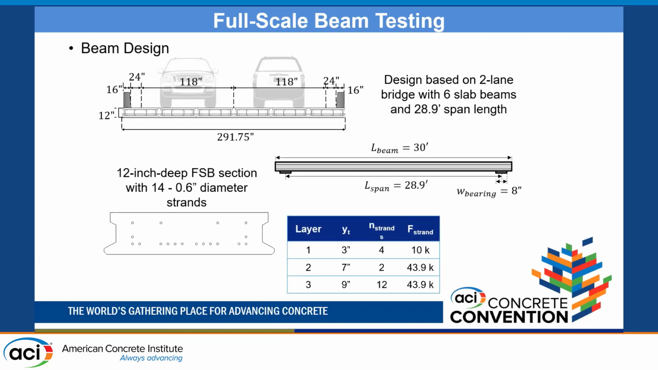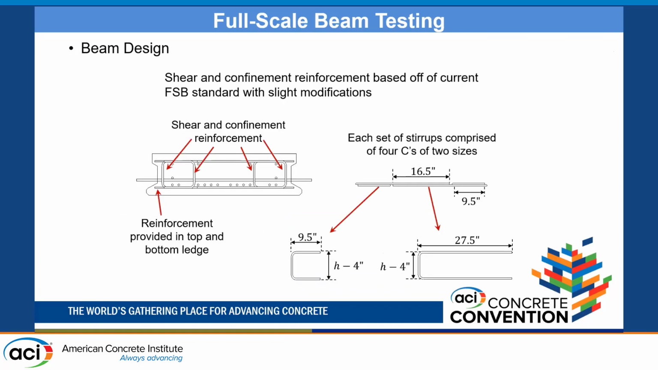The beam design was pretty much based on a 2-lane bridge with 6 slab beams and a 28.9 foot span length. So the beams were 30 feet long and they were 12-inch deep FSB sections with 0.6 inch diameter strands. And you'll see the strand pattern there. The shear and confinement reinforcement was based on the current FSB standard with slight modifications, because the current FSB has the shear reinforcement protruding from the top of the section since it's designed to act in composite action with a cast-in-place deck. However, here we don't have the cast-in-place deck, so we don't have to protrude the reinforcement.